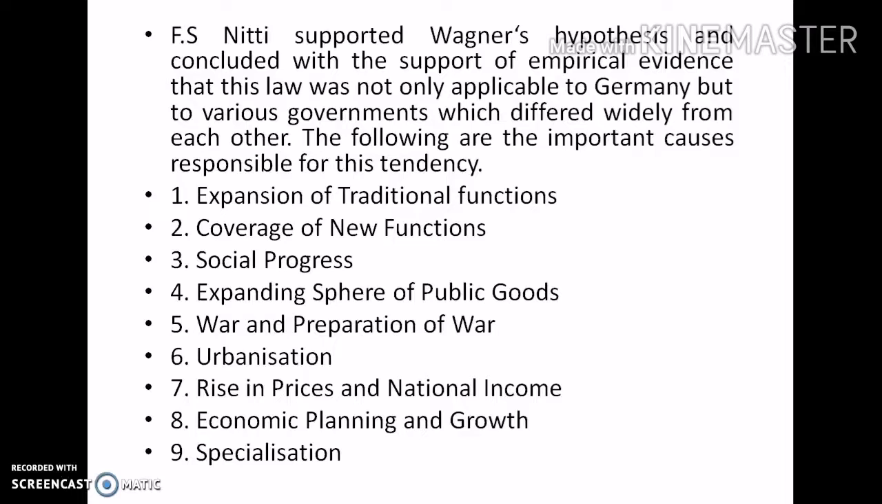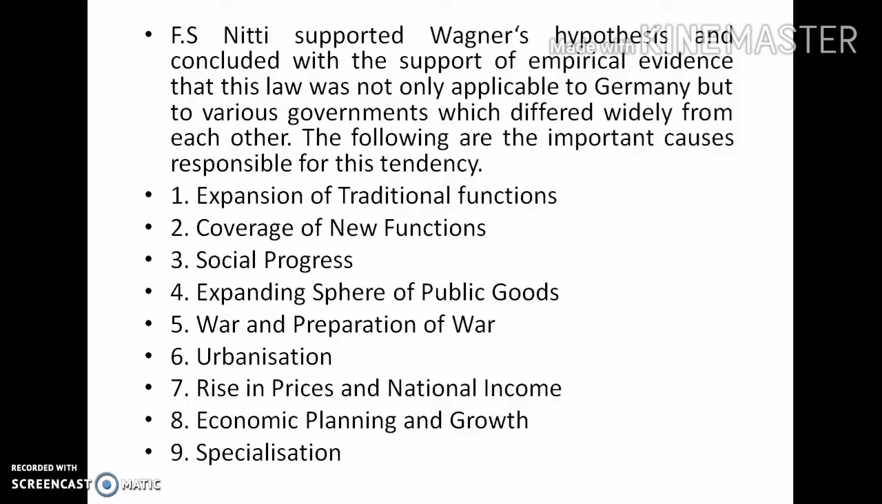As a result, state activities expanded to areas like irrigation and flood control projects, construction and maintenance of public parks, provision of education and healthcare facilities, creation of economic overhead capital, etc. Provision of these public goods and merit goods means heavy investment in public enterprises.